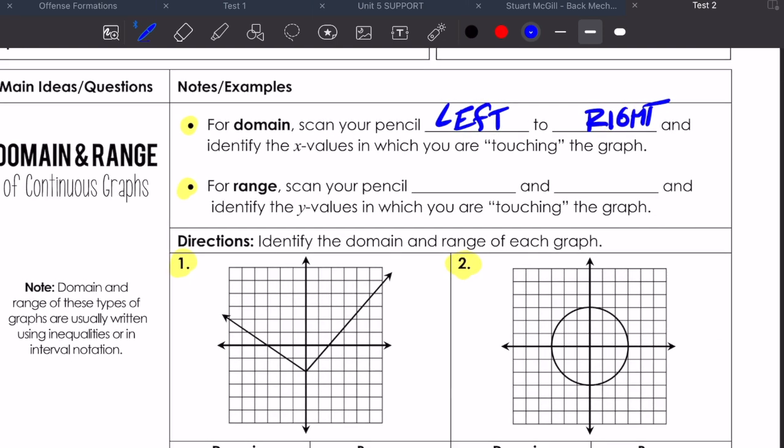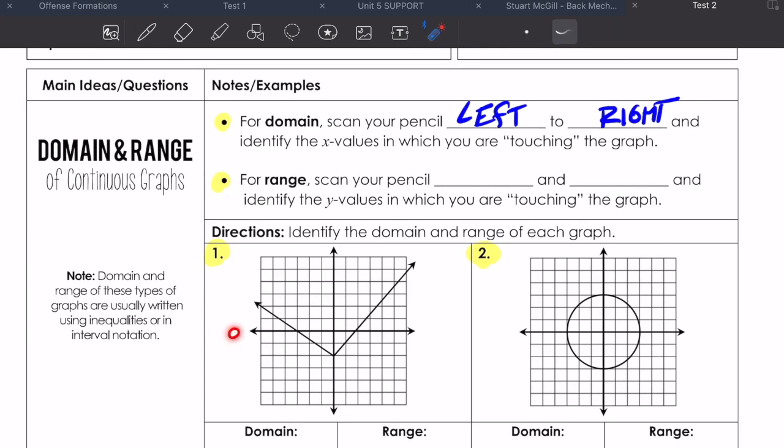So if I look at number 1, as I start my pencil to the left, that arrow is telling me that my x values are going all the way this direction to -infinity, right? And as I continue scanning this way, my graph is continuing. I'm hitting x values the whole way as I scan across. And these x values, I'm hitting every single possible x value from -infinity all the way until I get to the right, which I have this arrow which is telling me it's going all the way to +infinity. So because of these arrows, my x values are going from -infinity all the way to +infinity.